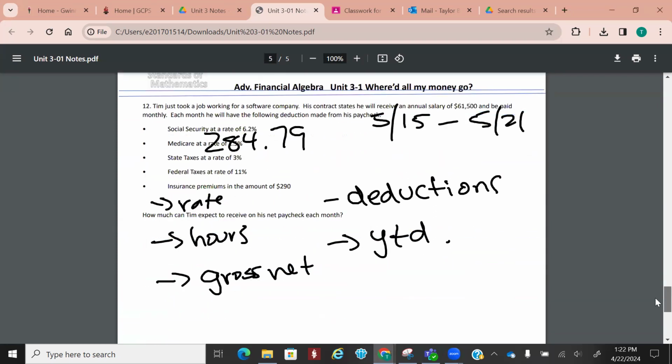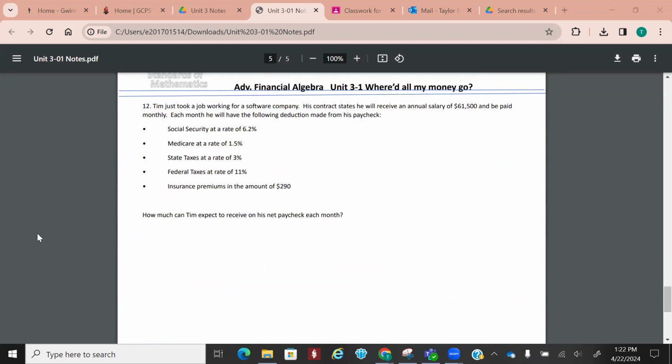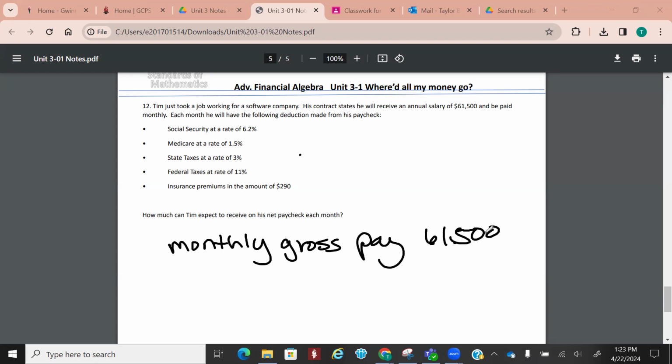Okay, on the next section, it says Tim just took a job working for a software company. His contract states that he'll receive an annual salary of $61,500 and be paid monthly. Each month will have the following deductions from his paycheck. How much can he expect to have each month? So, in order to do this, each one of these is going to have a calculation. So you're going to have monthly gross pay. So each month he would take 61,500 and divide it by 12 because there's 12 months. When you do that, monthly gross pay is going to be 5,125.